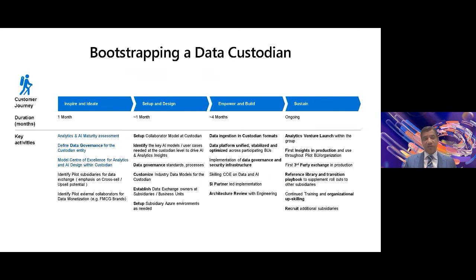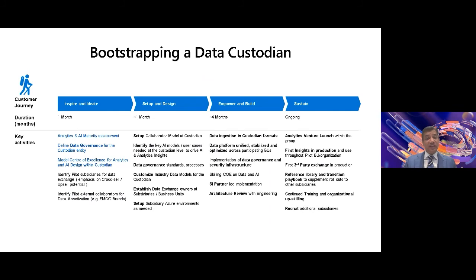The first phase is about inspire and ideation, then it's set up and design, then we empower and build, and then we get to a point where it's ongoing sustenance and maintenance, right? So we typically start by figuring out the analytics and AI maturity. We define the data governance for the custodian entity right at the start, because that's absolutely critical. And we model a center of excellence for analytics and AI design within that data custodian, right? So once that comes into the custodian, how do you do all of that?